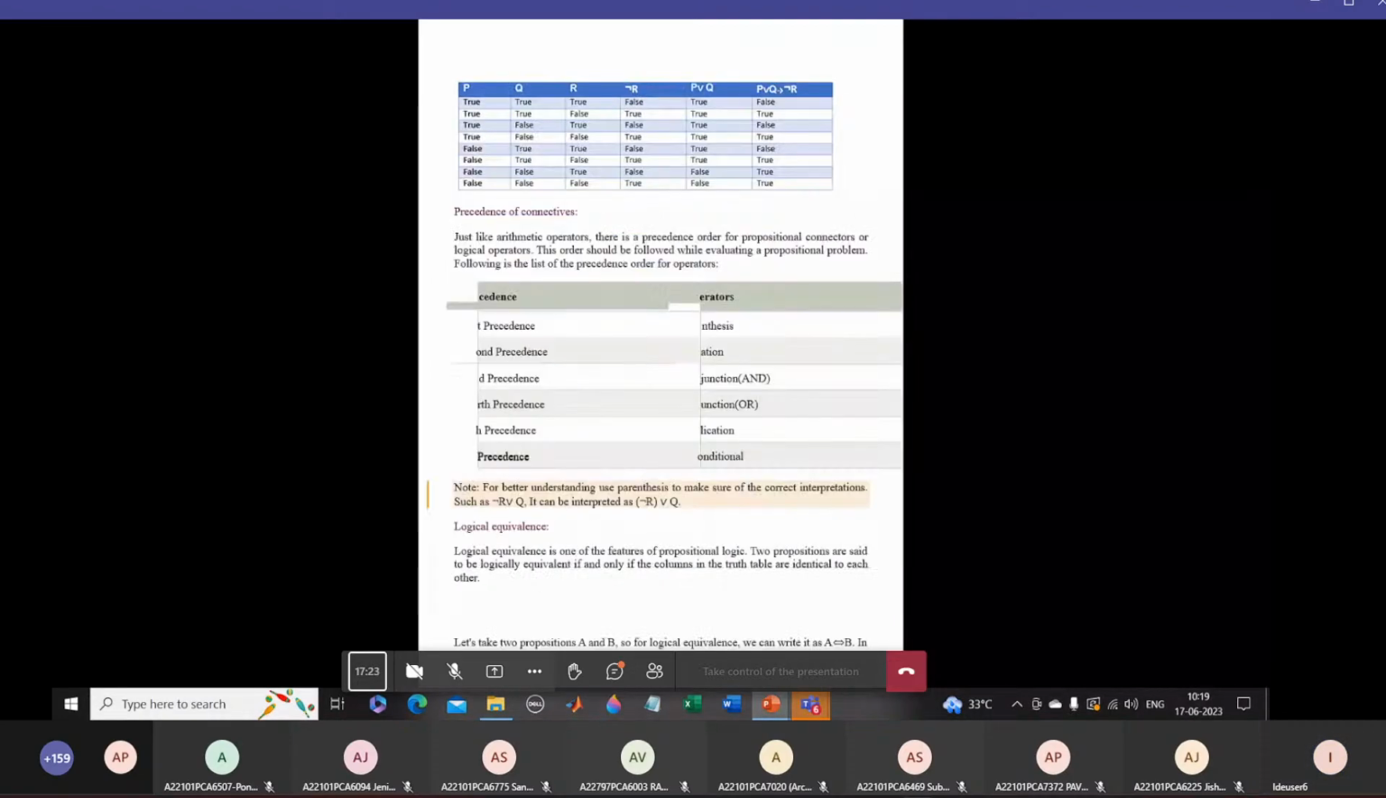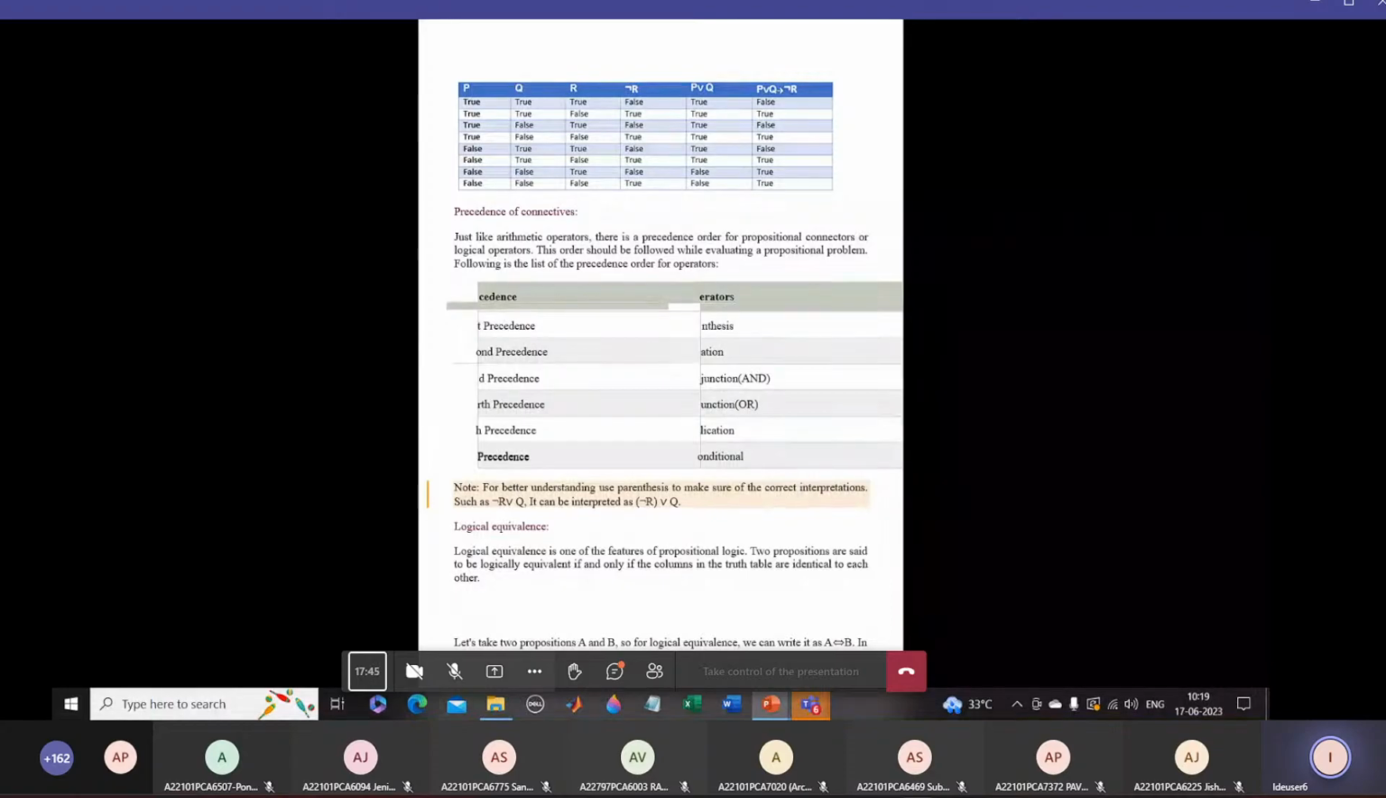I think we have seen this with P, Q, R values. 2 power 3, so 8 combinations will be there. First, you find the negation of R and you find P or Q. So take the P value and Q value, perform the OR operation and give the answer there. And you have the R value and its negation: if it is true, then false. Like that you give it.